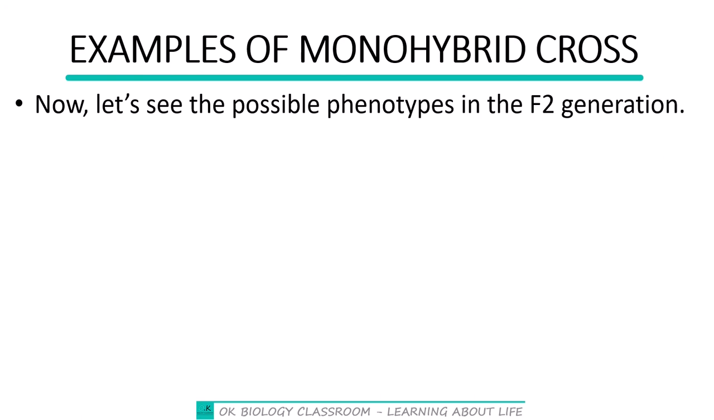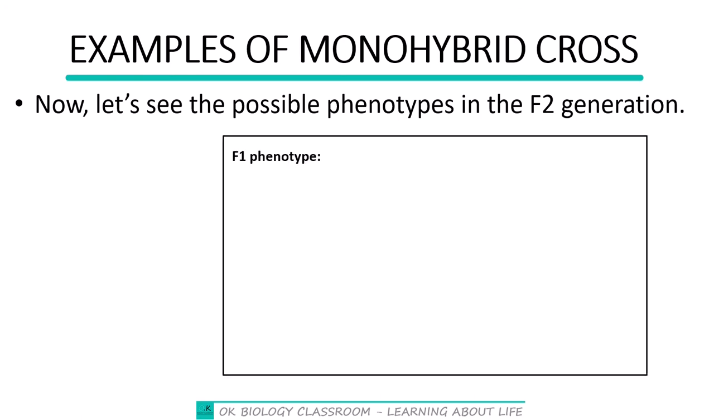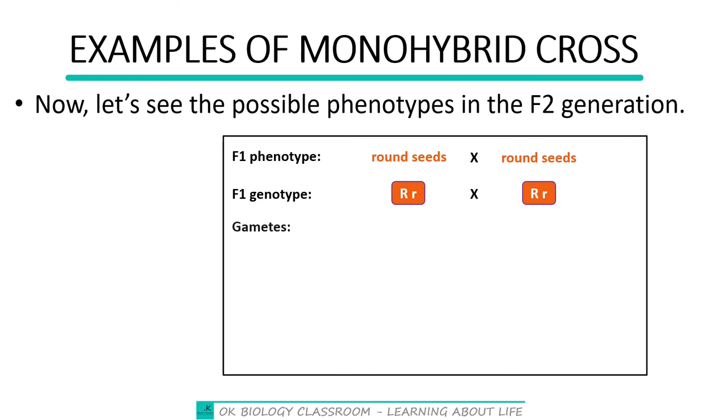So then let's see the possible phenotypes in the F2 generation. The F1 phenotype, we only got round seeds. So two of them would be crossed. Let's look at their genotypes. Capital R, small r, crossing with capital R, small r, because that is what we saw in that case. And now let us separate them into their gametes, or their alleles, as they would be in the gametes. So either this or that from the first parent, and either this or that from the second parent.